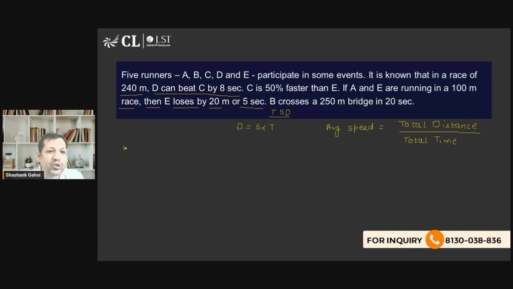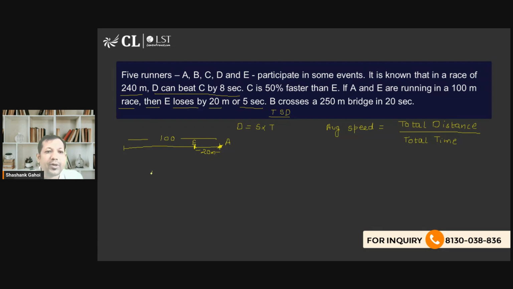So basically, what does it mean? It says that A and E started a race. When A reached the end of the 100-meter race, E is 20 meters behind him, and in 5 seconds E reaches there, because he is losing by 5 seconds. So E can cover 20 meters in 5 seconds. It means the speed of E is going to be 4 meter per second.